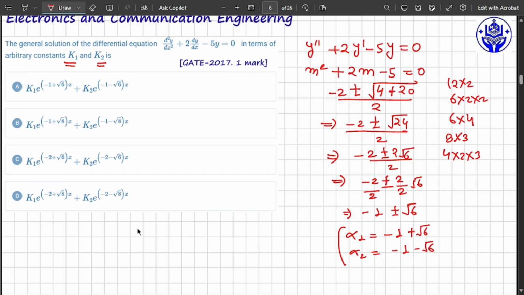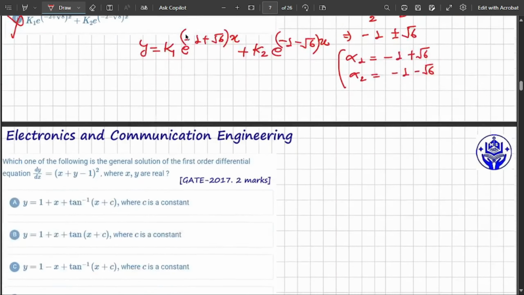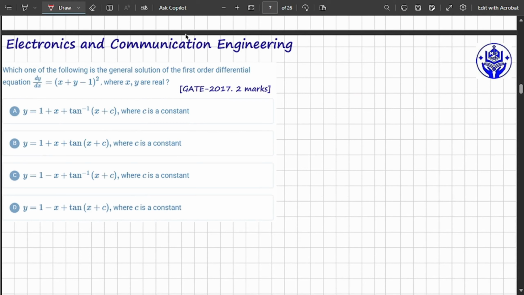So what is the solution for this? Then y is equal to k1 e to the power of (minus 1 plus root 6) x, this is the alpha 1 x, and the second one is k2 e to the power of (minus 1 minus root 6) x. So the first option is the correct answer for this case. Next.